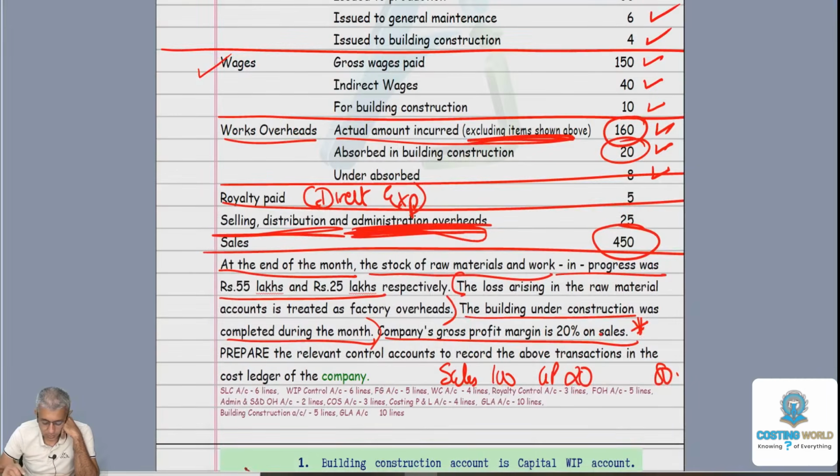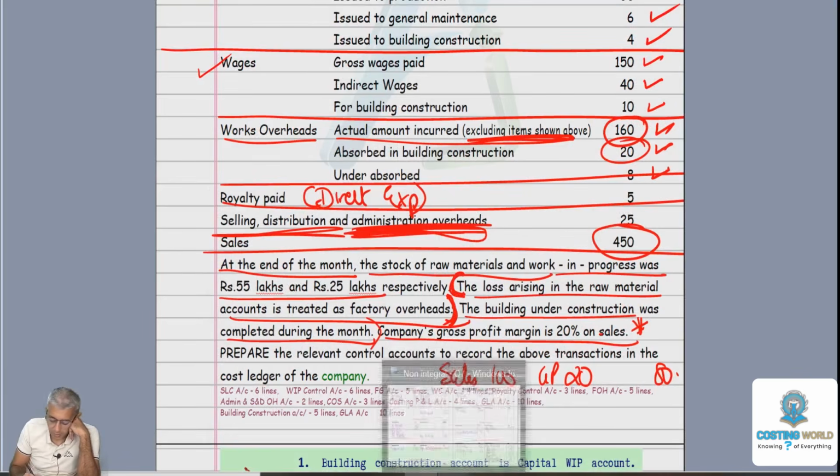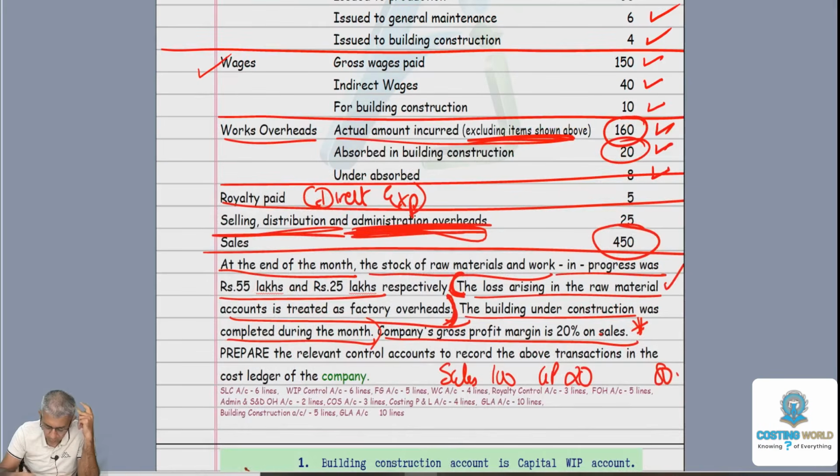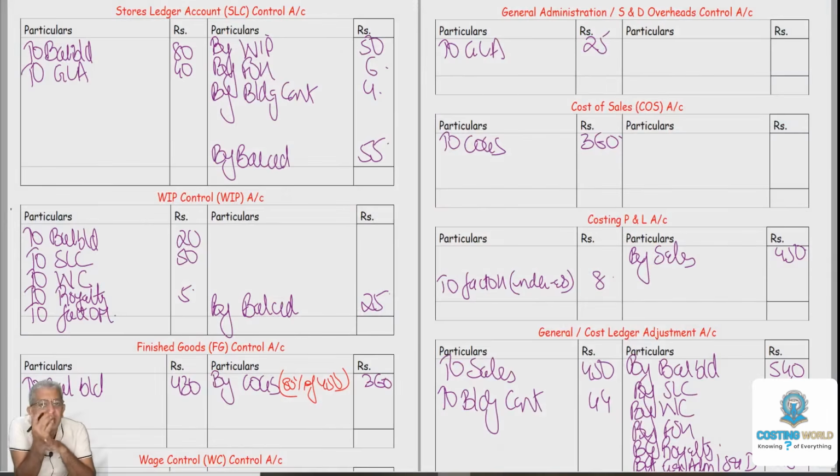Now see, everything is done except this line. The loss arising in raw material is treated as factory overheads. Those guys are saying any loss in material is treated as factory overhead. So there was some loss in material, so technically there should be some balancing figure in your material account, meaning your SLC account. Tell me, that balancing figure, if it is loss, should be coming on the debit side or the credit side? Credit side. Loss means material will be going out, no?